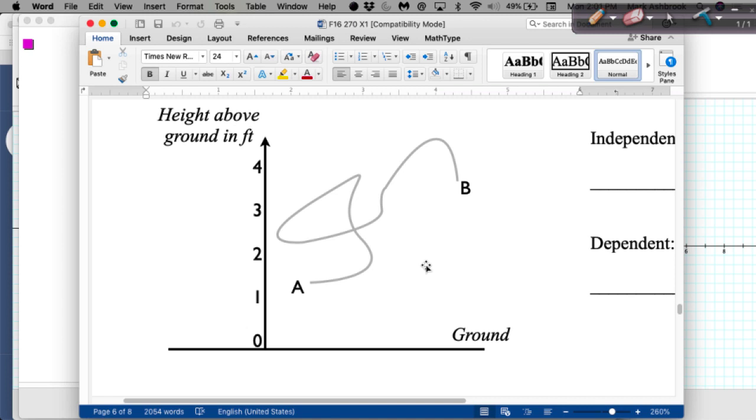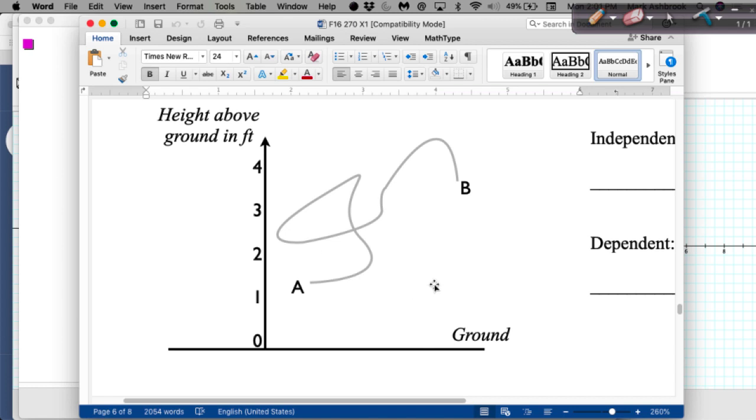If you're asking, is y a function of x? Yes or no? No, right? Because for given values of x, there's lots of cases where you get more than one value of y. It's unpredictable, right? So given an x, there's multiple values of y.